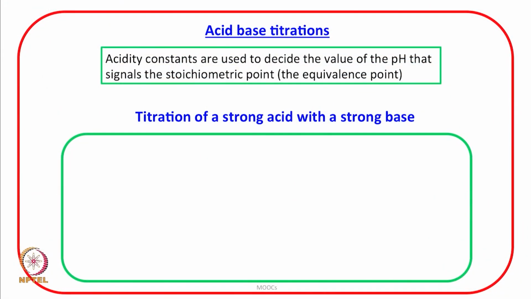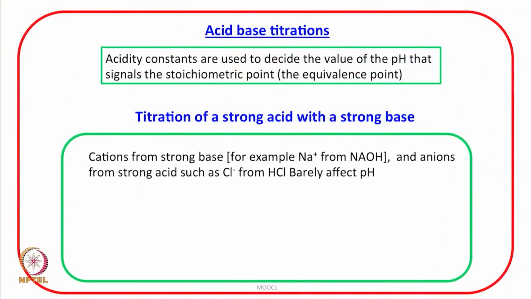Let us look at the slide. We consider the titration of a strong acid with a strong base. An example of a strong acid is HCl. We discussed in the previous lecture that an acid which is virtually completely ionized in solution, we call a strong acid. And for a strong base, again an example is sodium hydroxide, which is virtually completely ionized in aqueous solution. Let us consider the titration of a strong acid with a strong base.